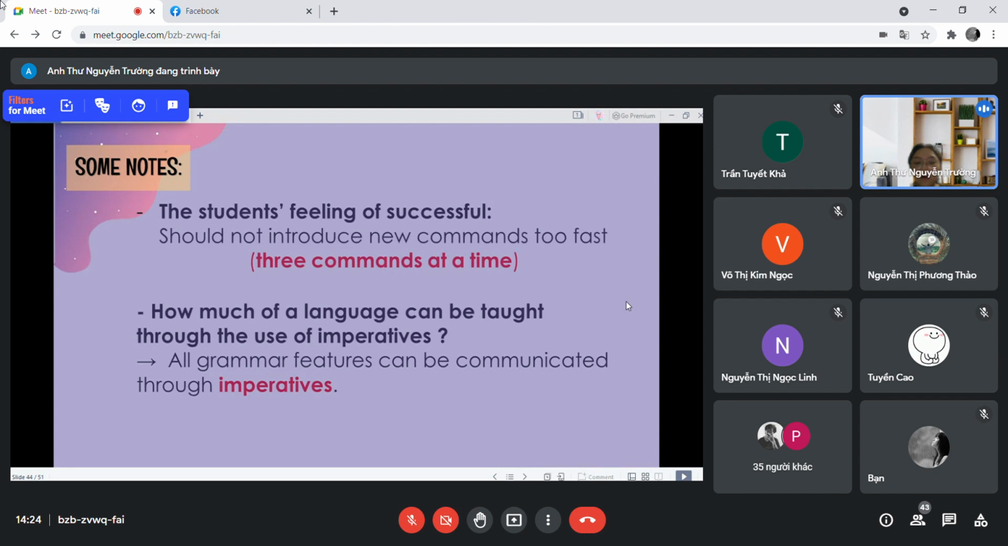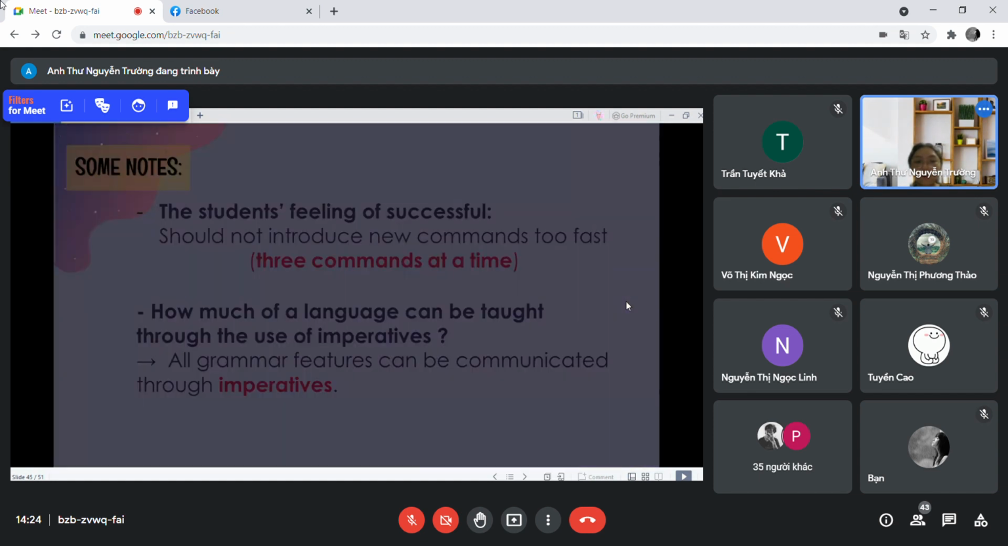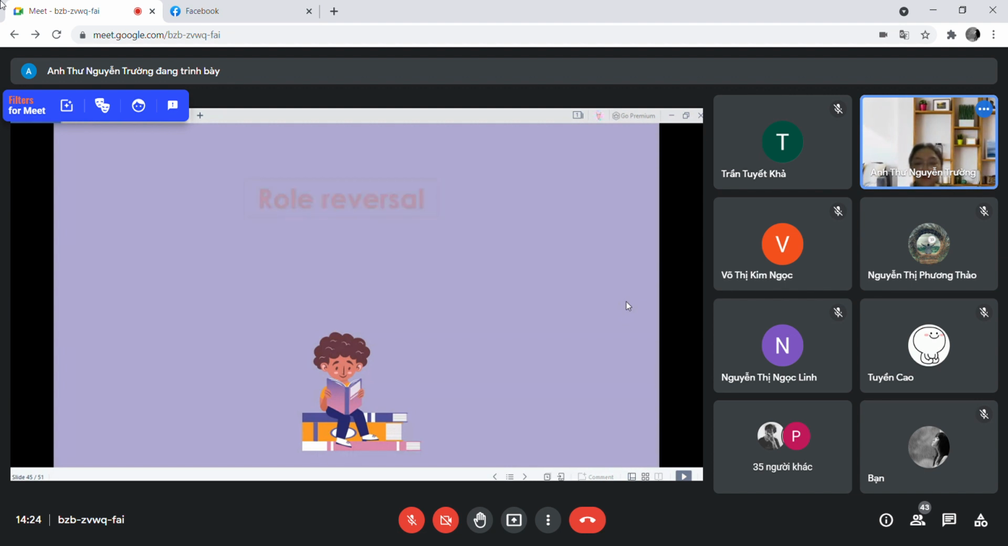I should suggest that all grammar features can be communicated through the imperative and vocabulary also. Let's move to the next technique, role reversal.